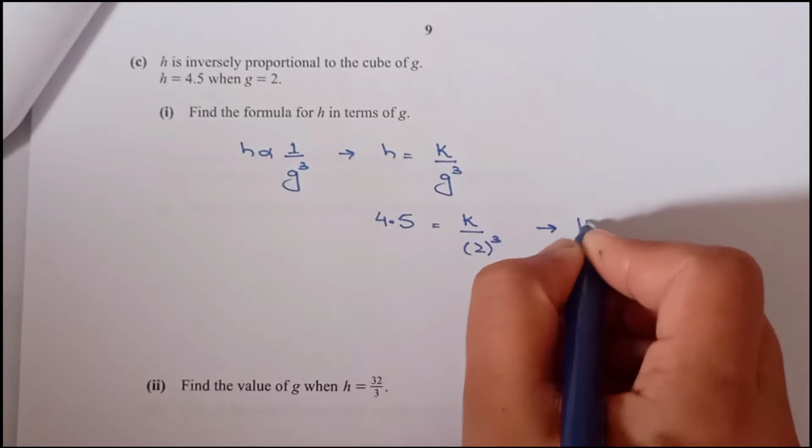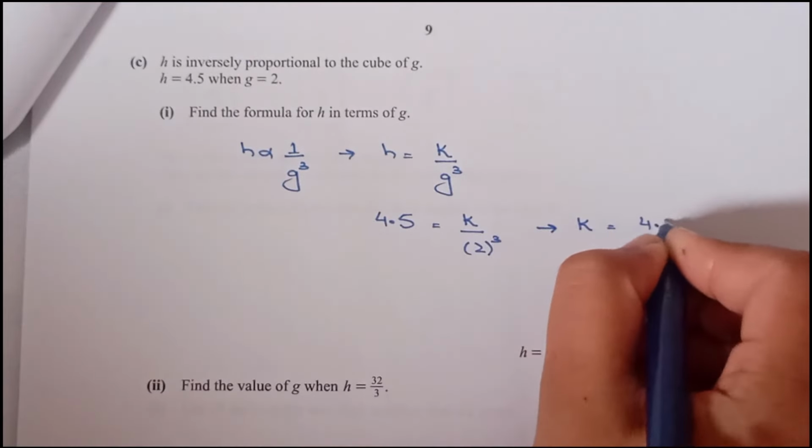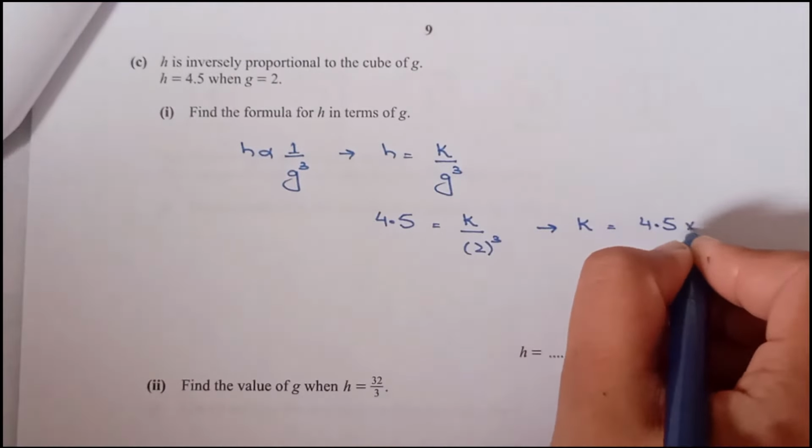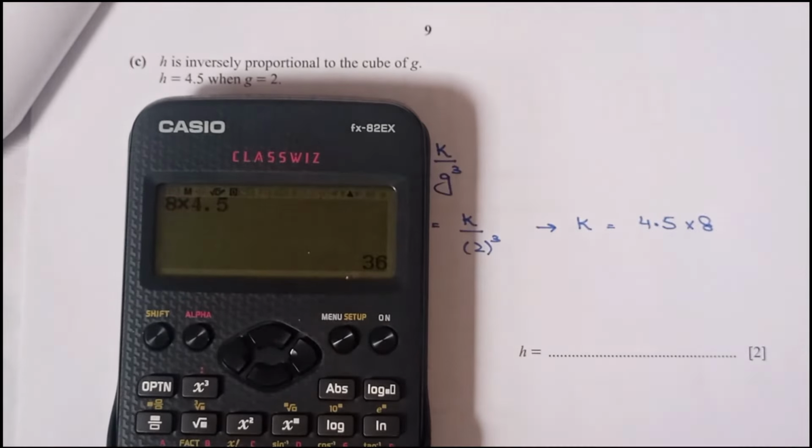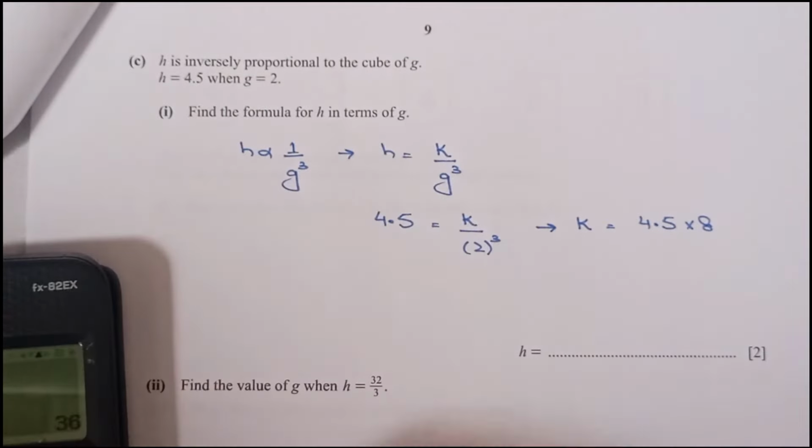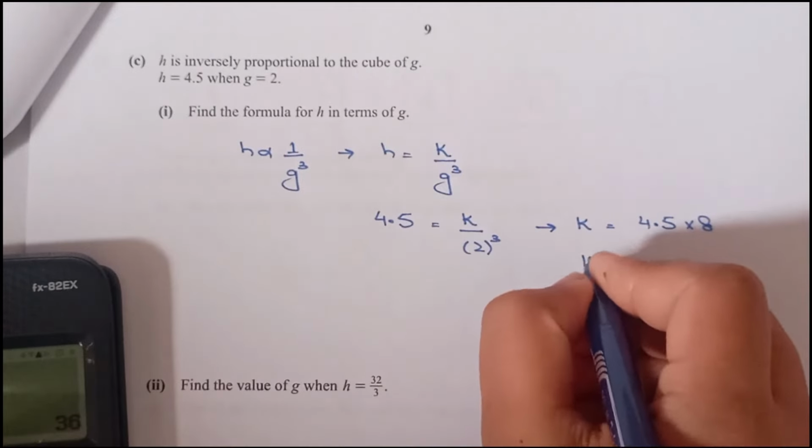So how can we find the value for k? By doing 4.5 times 2 cubed, which is 8. 8 times 4.5 would be 36. So that value is 36. Sorry, k is 36.